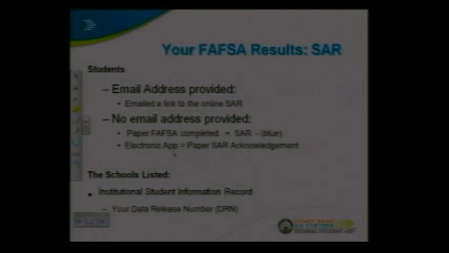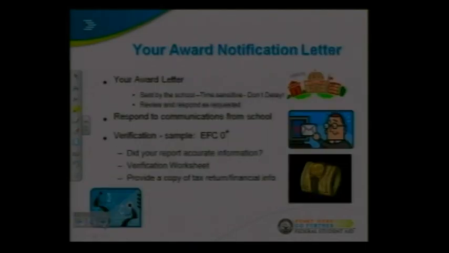If you do it electronically and you don't put an email address, you see here on this bullet that you're going to get a paper SAR acknowledgement. It's just like a little summary page of all the data that you've submitted. Again, the schools listed are going to get what is called an ISIR record. This data release number, the DRN, is the number that the school needs if you forget to put them on there. If you give them the DRN number that's on the front of your student aid report, they can actually pull a copy of your record in. Or again, you can just simply call and add them so that they'll get a copy.